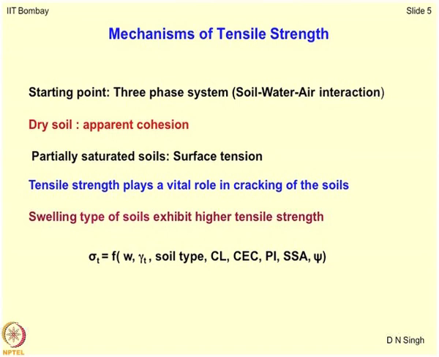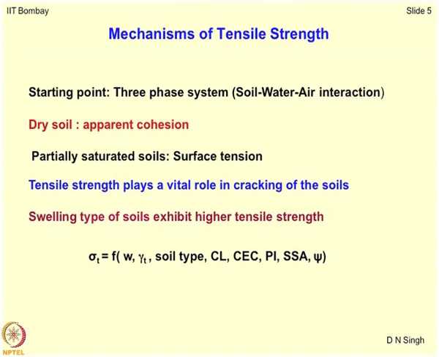When we talk about dry soils, we always talk about apparent cohesion. Do you agree with this? When you talk about partially saturated soils, which mechanism governs? Surface tension, capillarity. These are the basic mechanisms by which tension cracks or the cracking properties of soils can be modeled easily. So tensile strength plays a vital role in cracking of soils. One should keep in mind that the moment tensile stresses are higher than the tensile strength of the system, the cracks will develop.